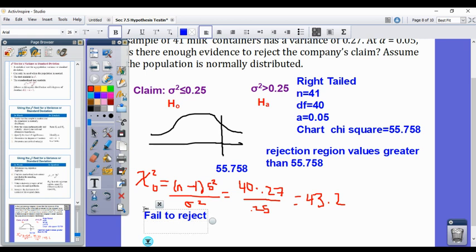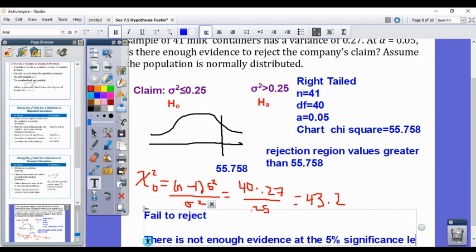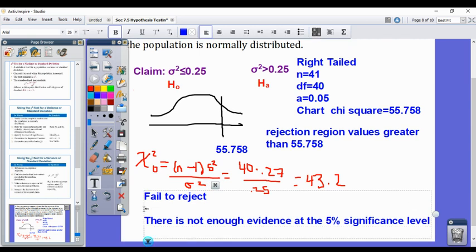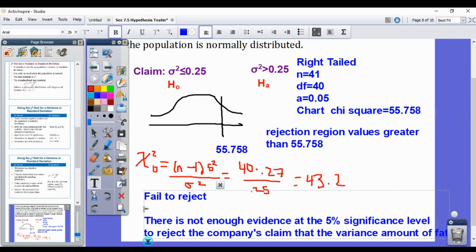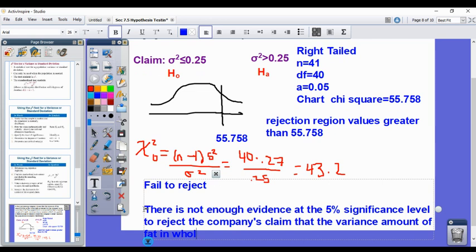So we're going to say there is not enough evidence at the 5% significance level to reject the company's claim that the variance of the amount of fat in whole milk is not more than 0.25.